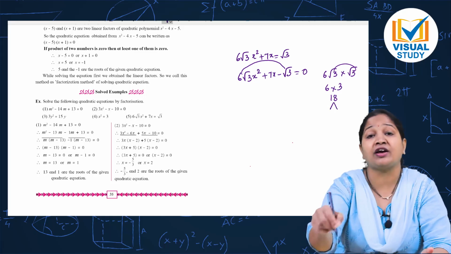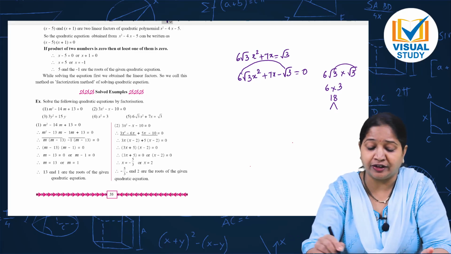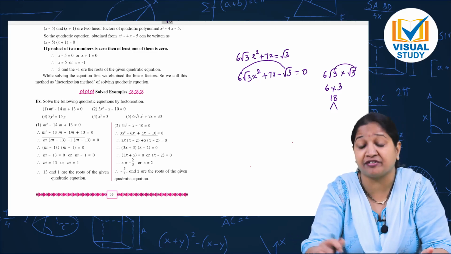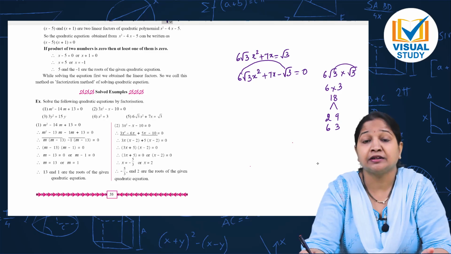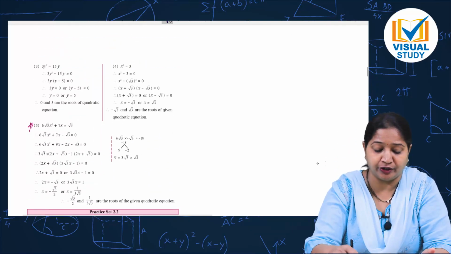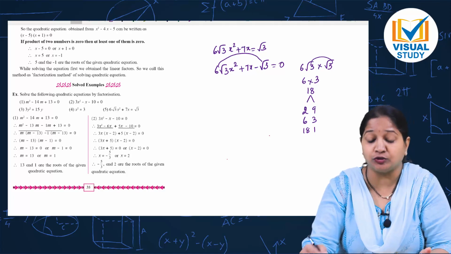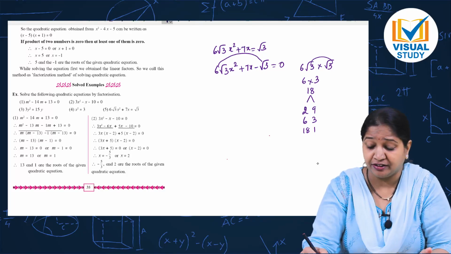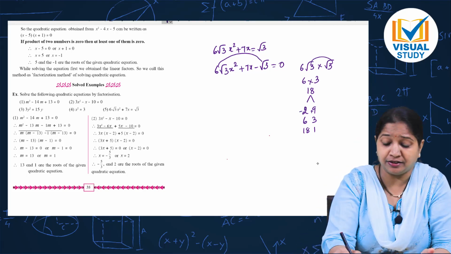Now, find out the factors for 18. How are you going to find out the factors for 18? You have to get 7. Now the factors for 18 are 2 nines, 6 threes, then 18 ones. What factors are you going to get? 9 twos also you are going to get. And 9 minus 2 is 7. So you are going to put plus 9 and minus 2.